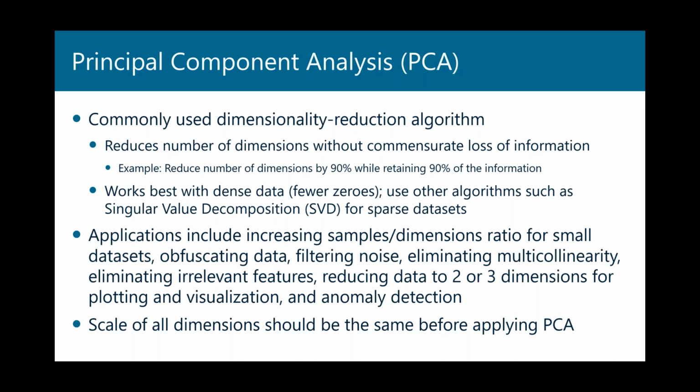One is you have a data set where the ratio of rows to columns is less than 5:1, and you'd like to increase that ratio thinking it might give you a better model, but for whatever reason, more samples are difficult to come by. If you could reduce the number of columns or dimensions without giving up a lot of information, then you could increase that rows to columns ratio.